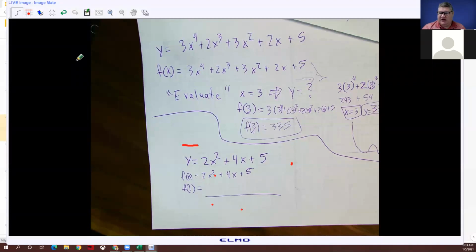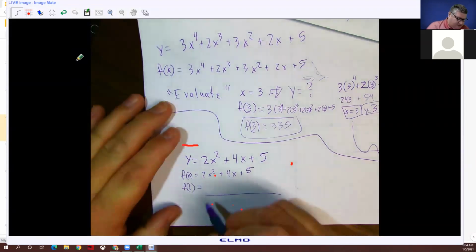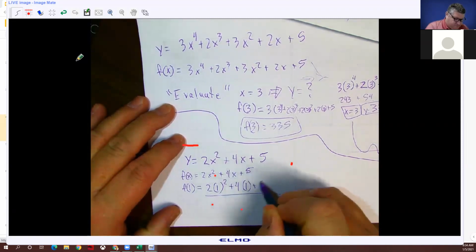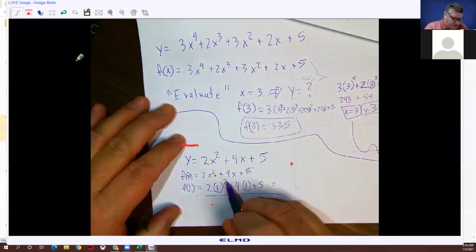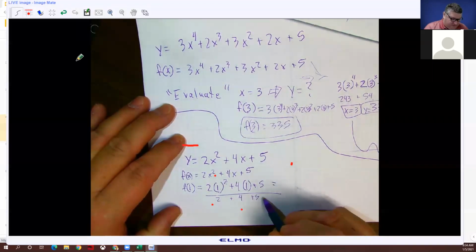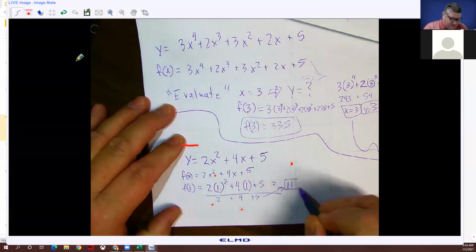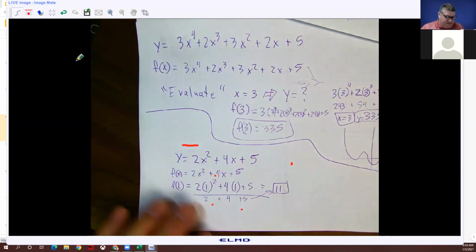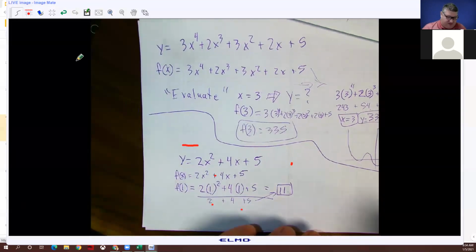What do I do? Put it in the chat. Okay, going to plug in the values. And so 1 squared is 1, 2 times 1 is 2, 4 times 1 is 4, plus 5. Answer is 11. There you go. Now, with that in mind, we need to talk about a few vocabulary words.